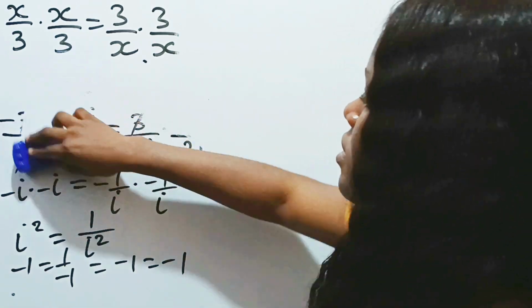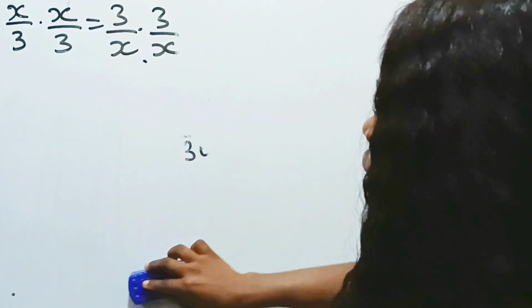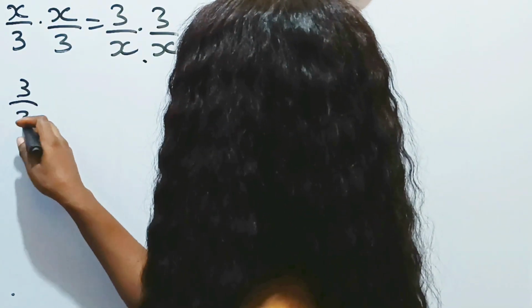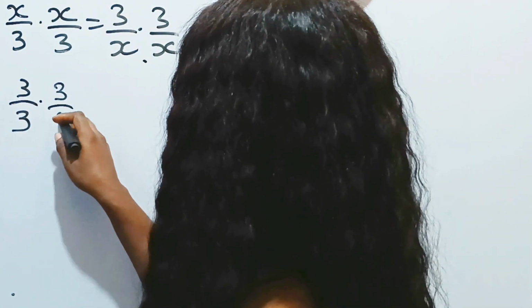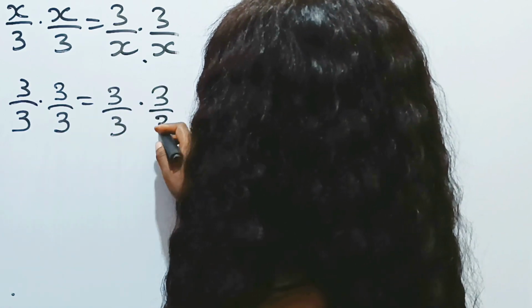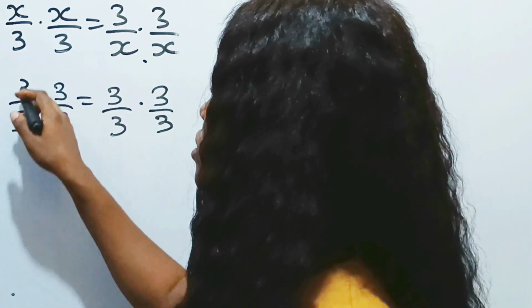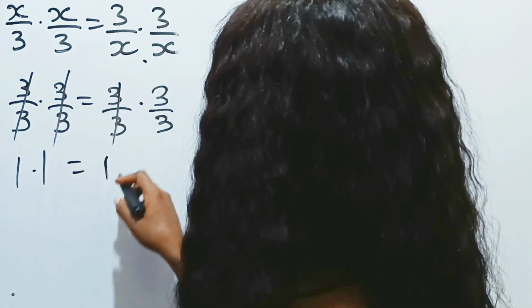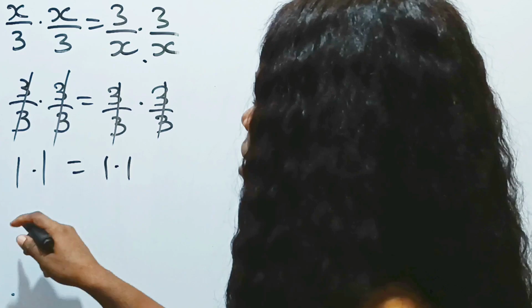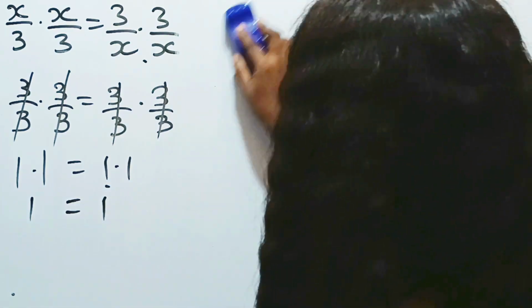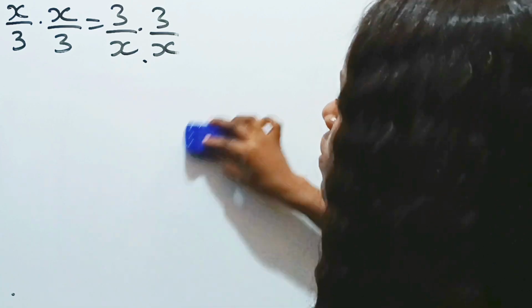Now when our x is equal to 3, okay, I'll just solve that one. When x is 3, you have 3 divided by 3 multiplied by 3 divided by 3 is equal to 3 over 3 multiplied by 3 over 3. These ones are very easy. So when these cancel each other, we have 1 is equal to 1. 1 times 1 is 1, 1 times 1 is 1. You get the answer.